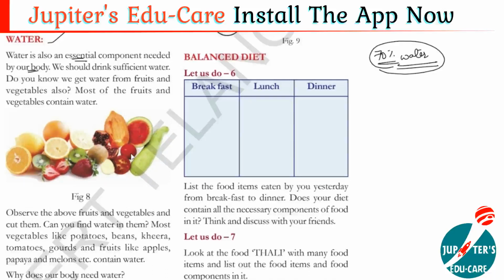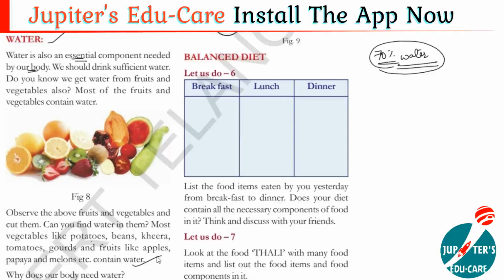Here are some vegetables and fruits that are also sources of water. Most fruits and vegetables contain water. Which ones? Observe these fruits and vegetables and cut them. When you cut them, you can find water in them, the juicy substance, which is nothing but water itself. Most vegetables like potato, beans, kheera, tomatoes, gourds, and fruits like apple, papaya, and watermelon contain water. Muskmelon, watermelon, and cucumber contain a large amount of water.